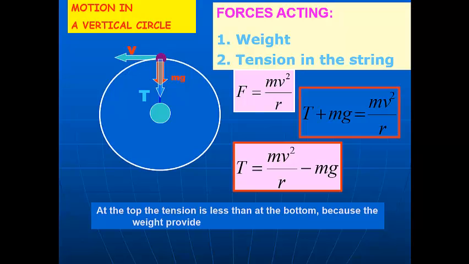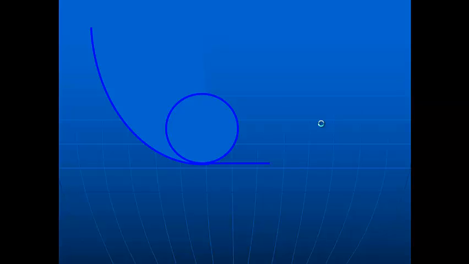Because that tension is less than at the bottom, the weight provides some of that centripetal force. So we can get things like the feeling of weightlessness. If you're going fast enough, you can feel weightless at the top, which is particularly important when you're designing, say, roller coasters, such as this one.